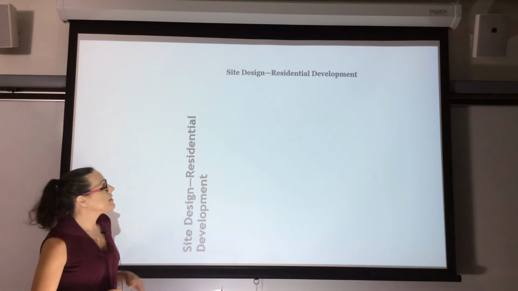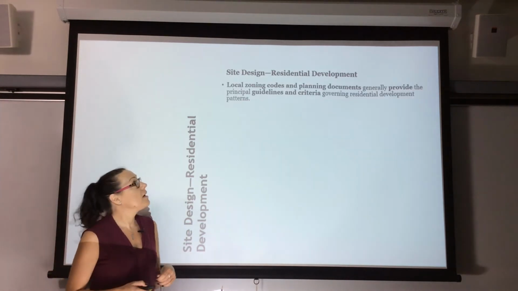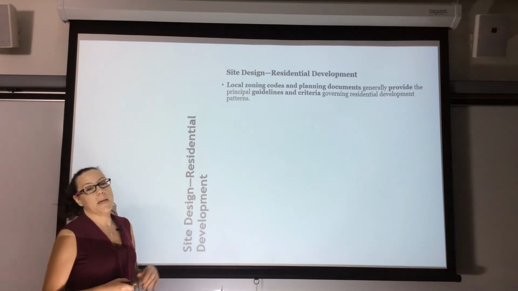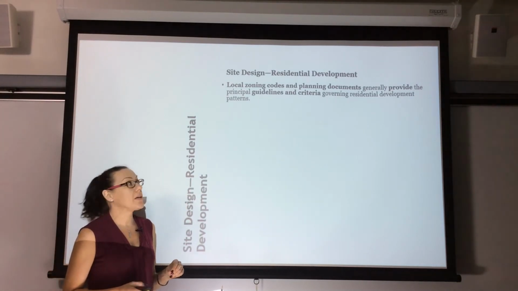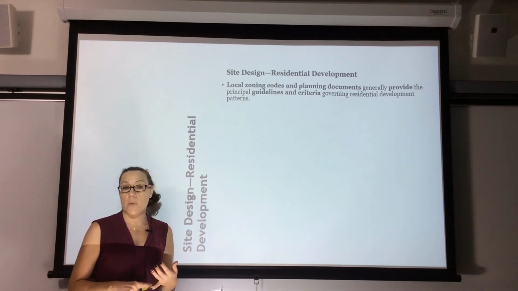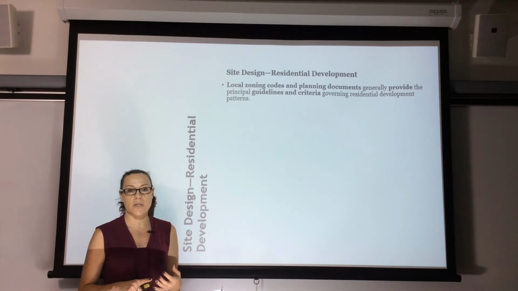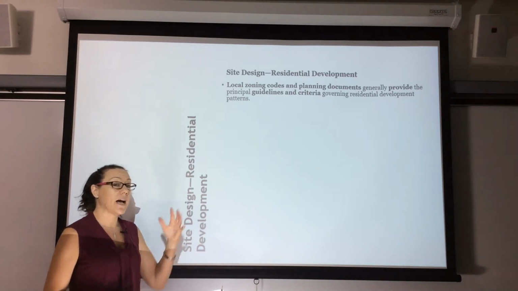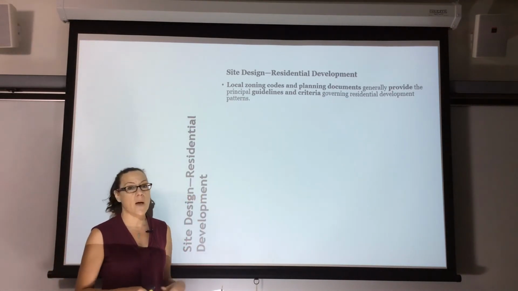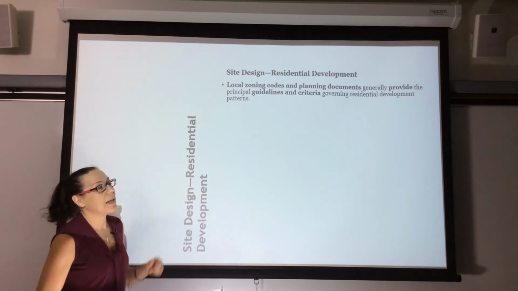So let's go over a list of site design development criteria. When we're looking at developing a subdivision, we have to look at the zoning first to see what type of development we can put in there. Is it multifamily residential? Is it single family residential? Is it high density? Is there a lot of houses, or do I have to put a few houses per acre on there? We also have to look at the planning documents.